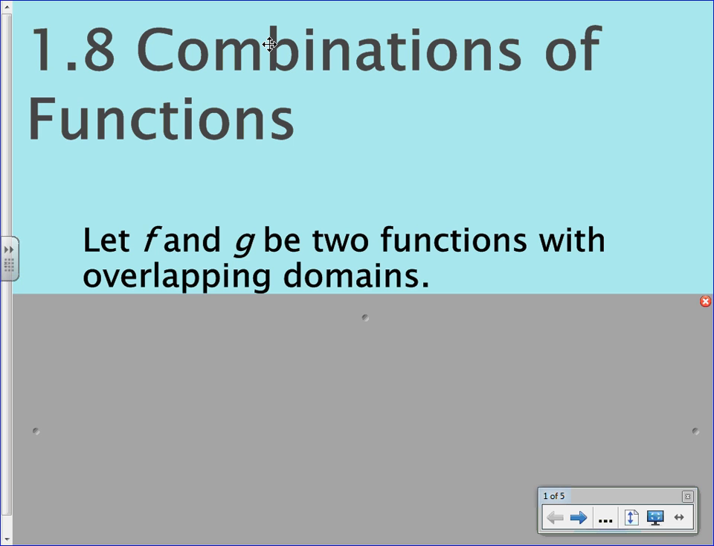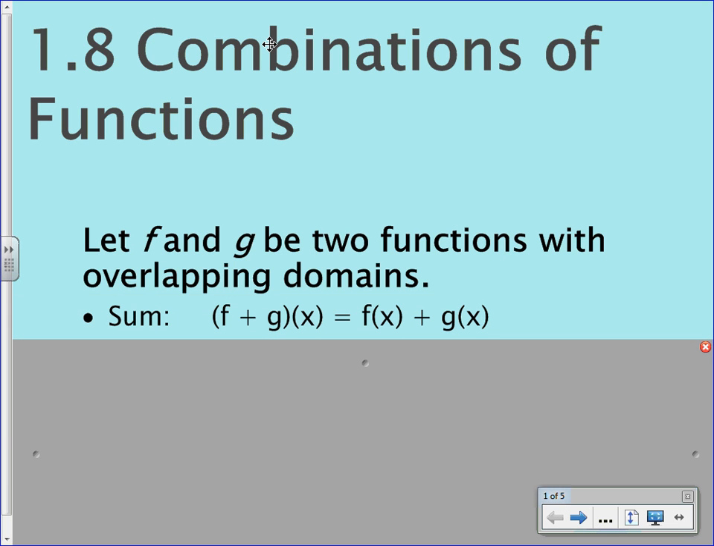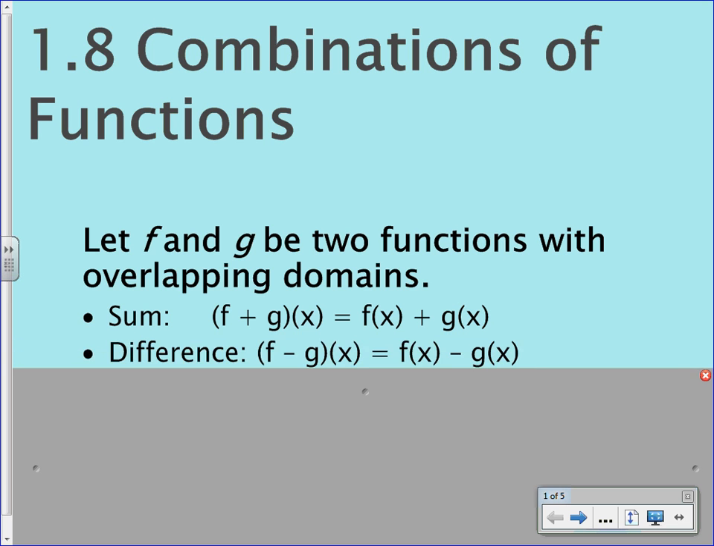Okay, so the first way we can combine functions is by adding them together. Here's the notation. If I ask for f plus g of x, that just means add the 2 functions together. We can also take the difference of 2 functions.